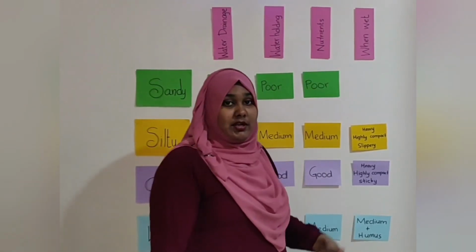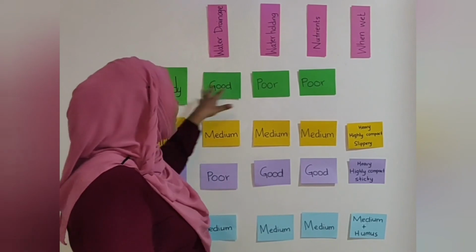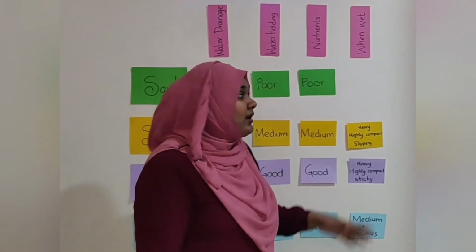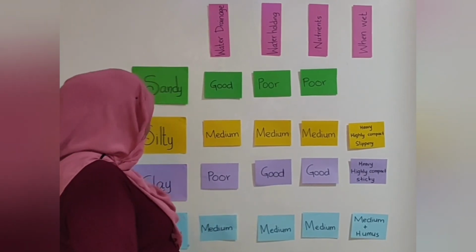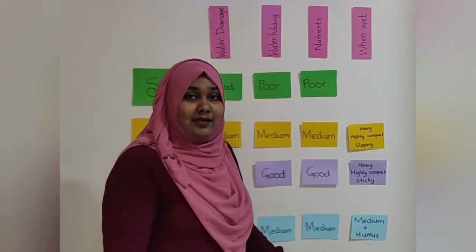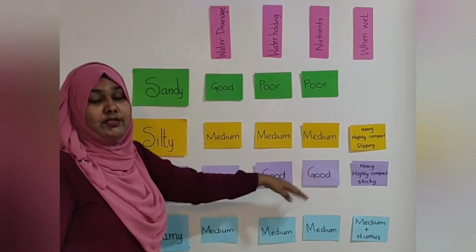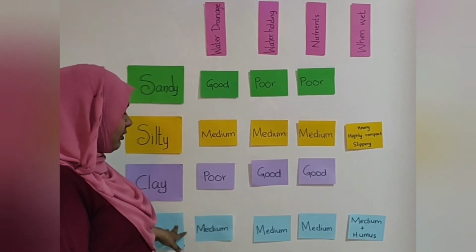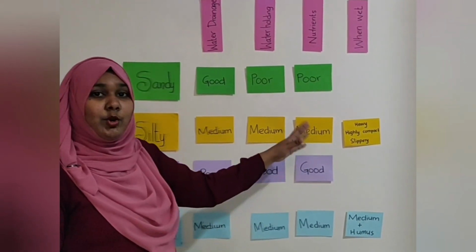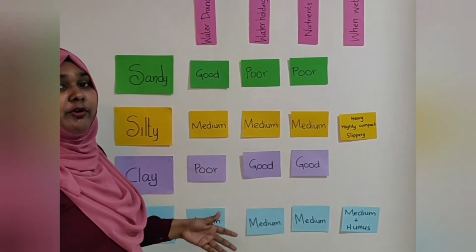Next is nutrients. How much nutrients are there in this type of soil? So in sandy soil, since it can't hold much, it's very poor in nutrients. Whereas in silty and loamy soil, both are at a moderate level. And in the clay soil, it's good because it can hold a lot of things. So have you noticed that in silty and loamy, both are at a medium or moderate level? So it means both of them are good for planting.